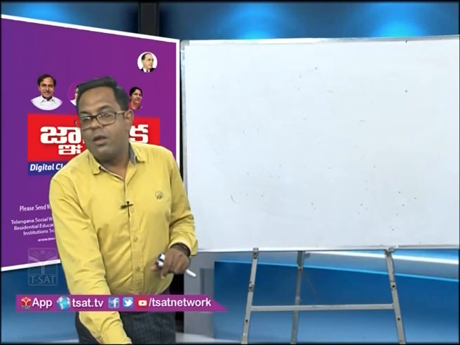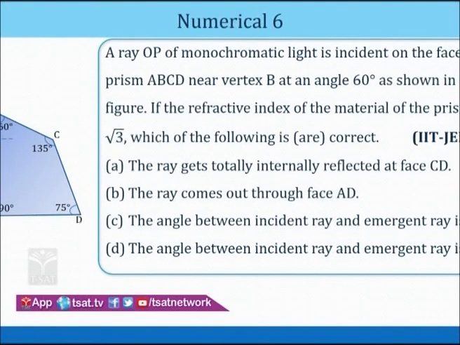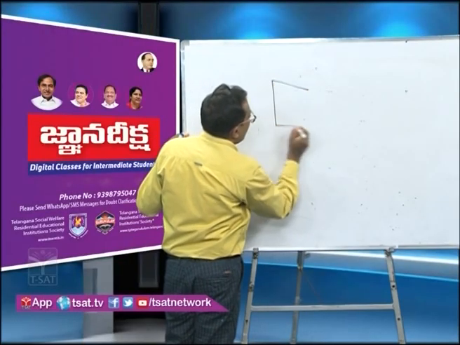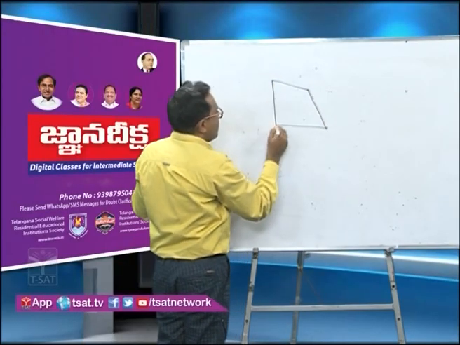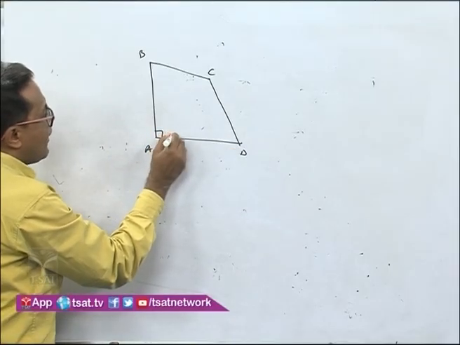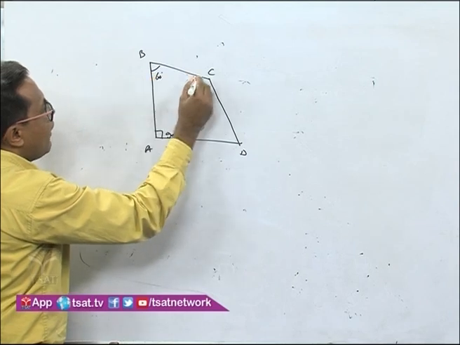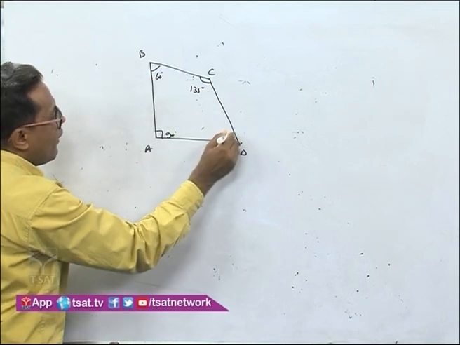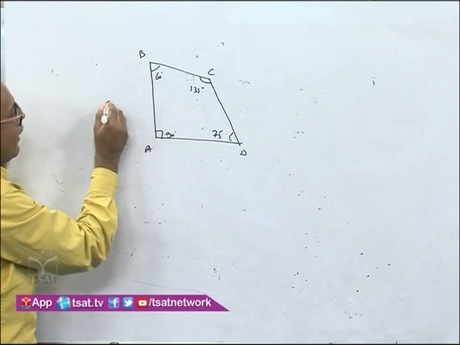So now the next question is numerical 6, which is a previous IIT JEE 2010 question. So I'll make a diagram here. We have OP, a monochromatic light, incident on the prism ABCD. I'll make it somewhat fast now. A, B, C, D. Angles are given as 90 degree, 60 degree, 135 degree, and 75 degree.